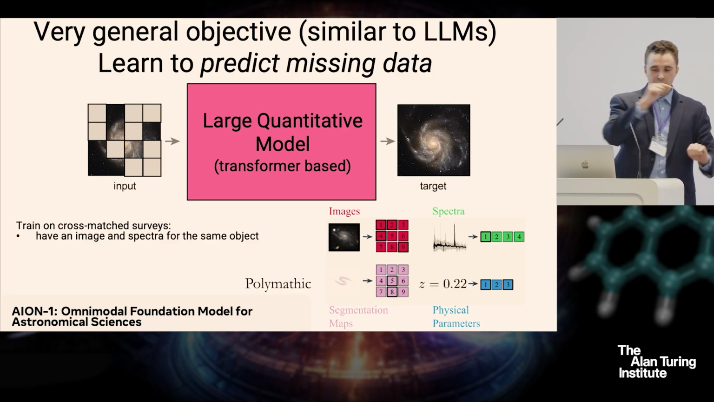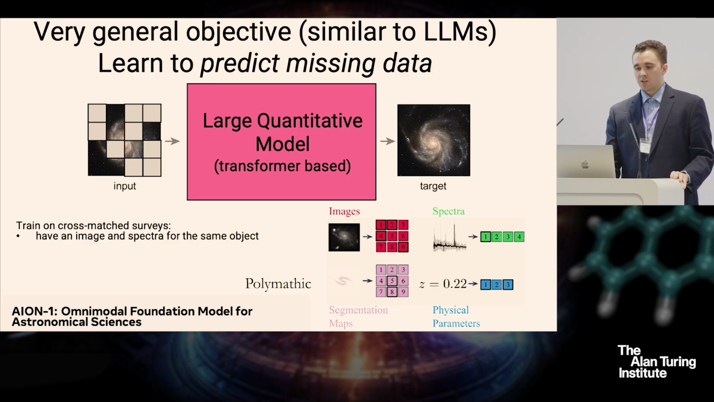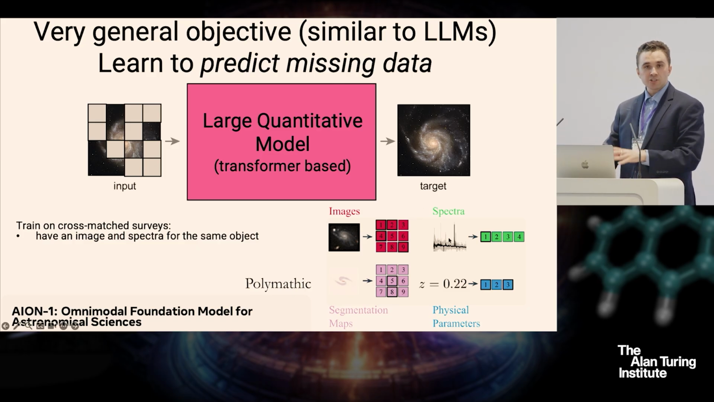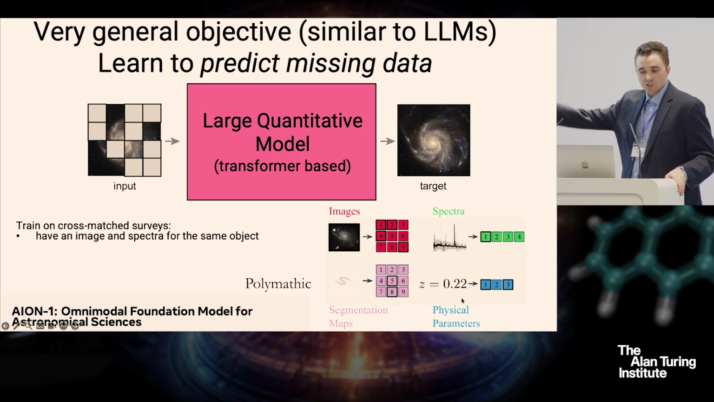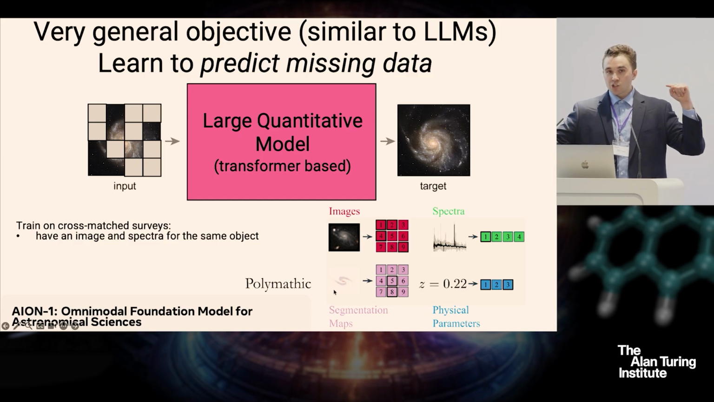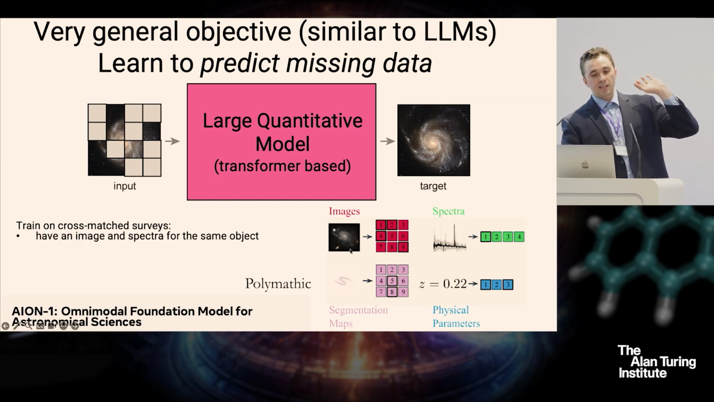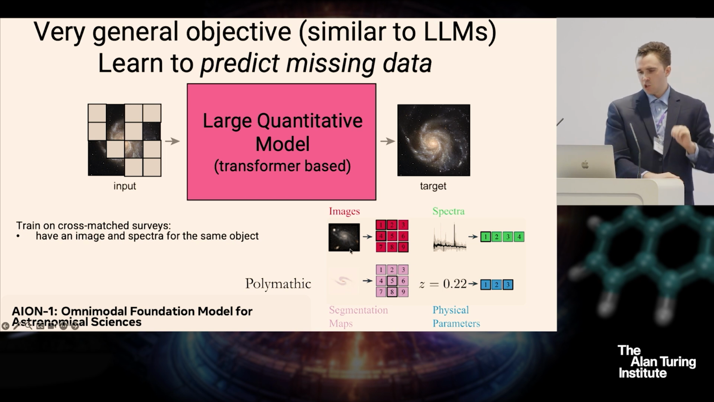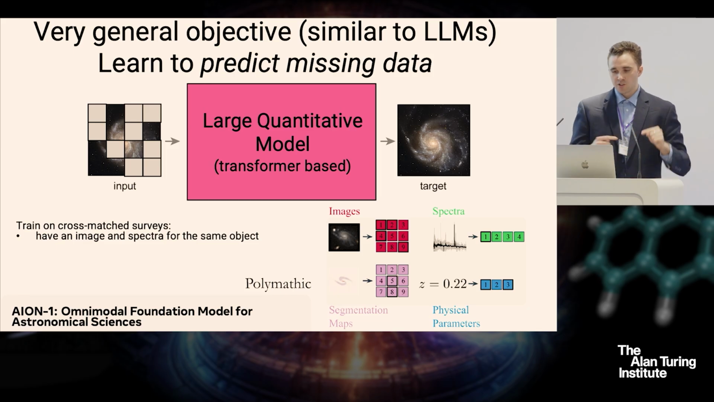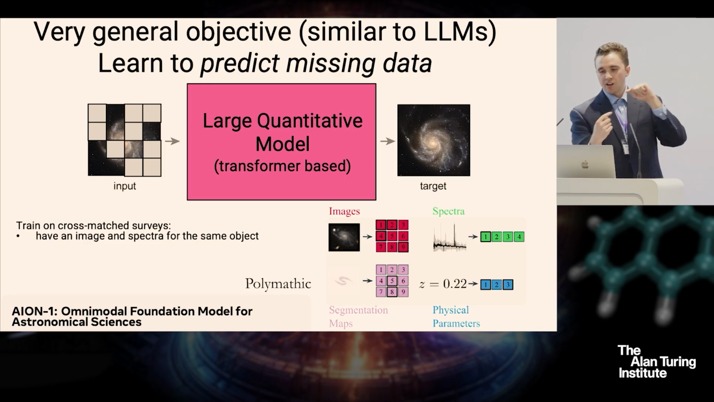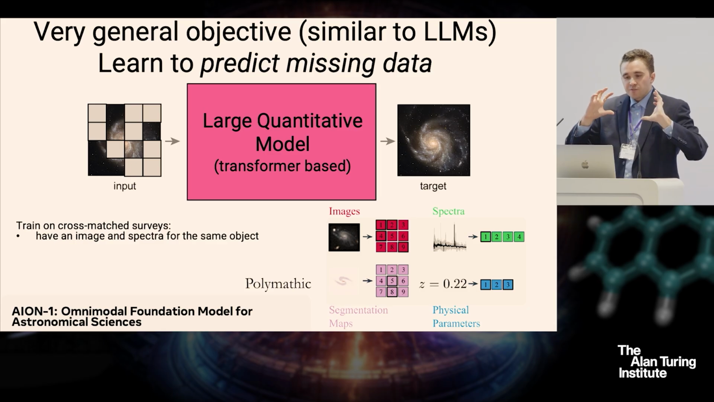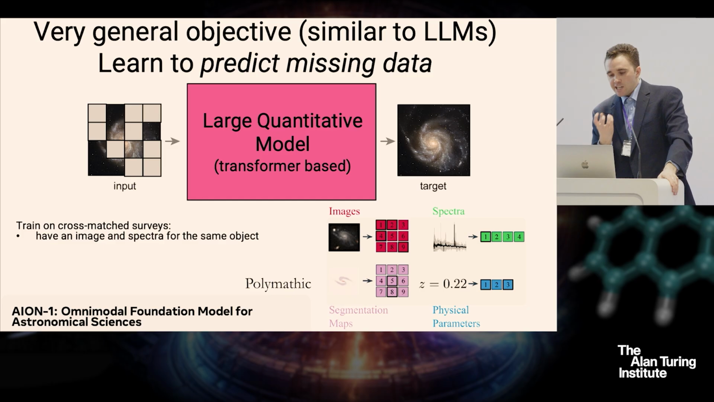You mask this word, you try to predict it. You mask this word, you try to predict it. You do this for all the images we have, all the spectra we have, physical parameters, segmentation maps, and you do this across modalities too. You give it an image modality, you ask for the spectra. You give it half an image, half a spectra, you ask for the other half of each. So there's this infinite combination of different ways you can predict it. And by training the model on this, you've given it this very general internal representation.